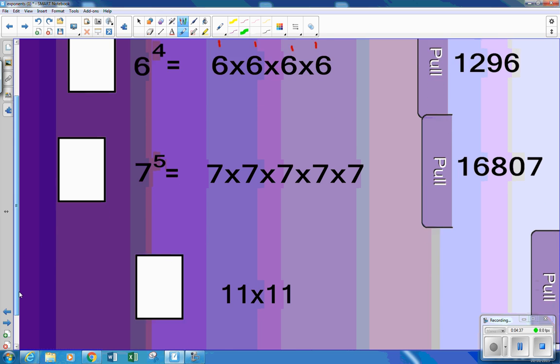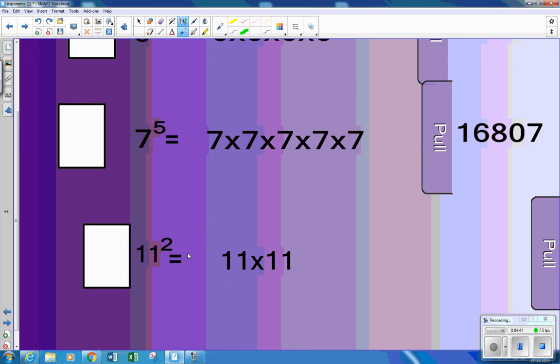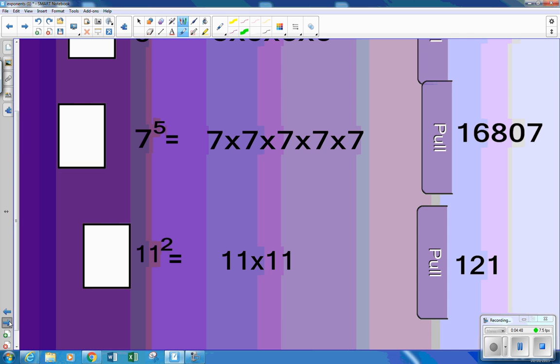What about this one? Well, we see we have two 11s, so it's 11 squared, or just 11 to the second power. And then to solve it, we multiply 11 times 11, which is 121.